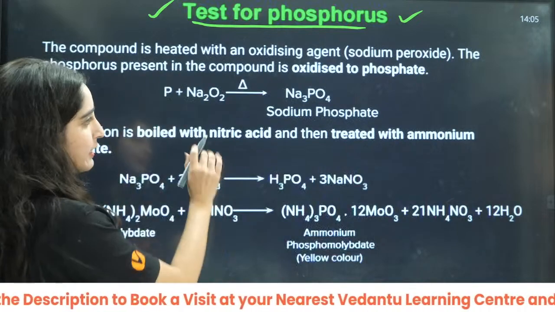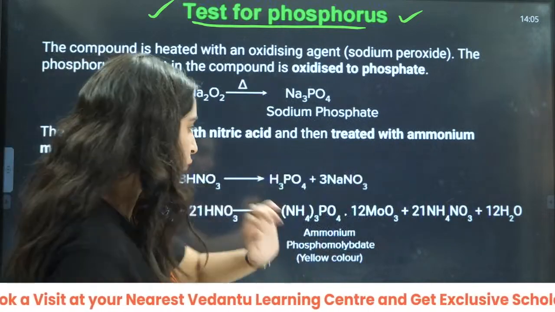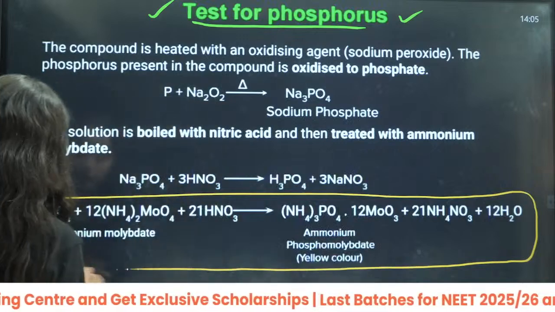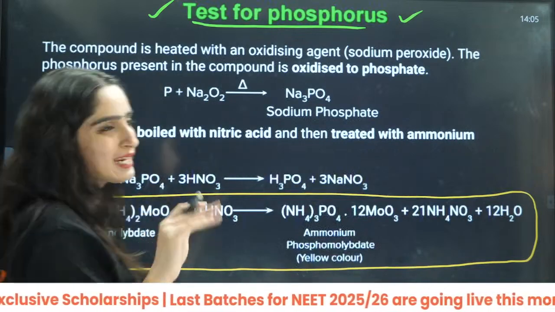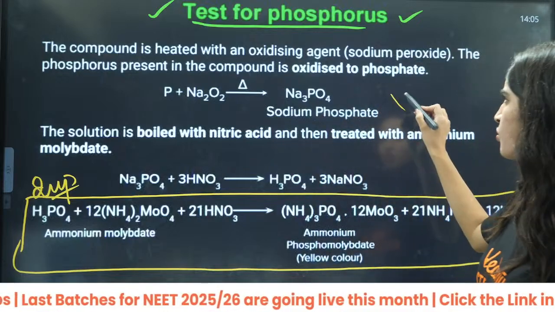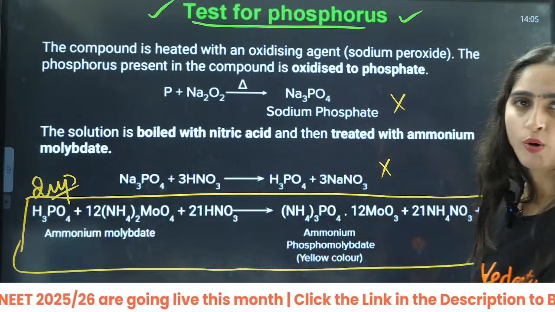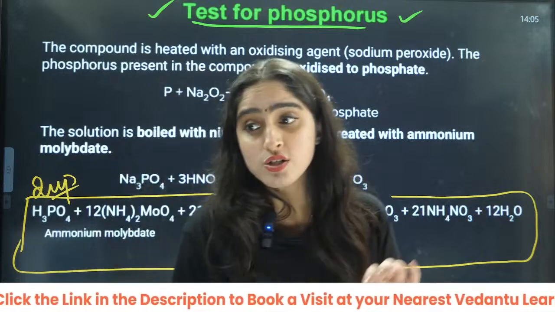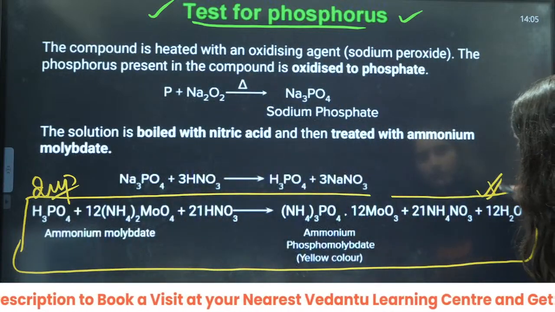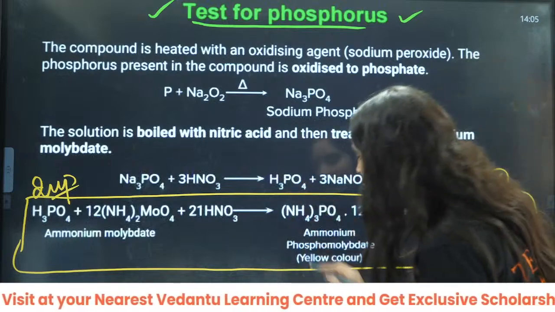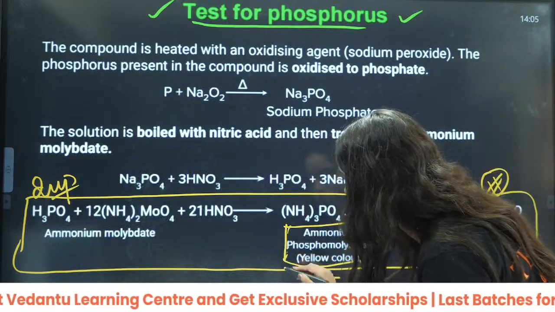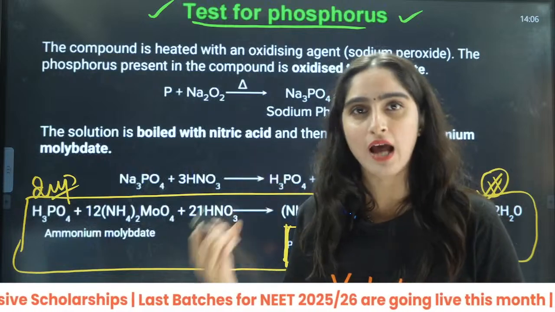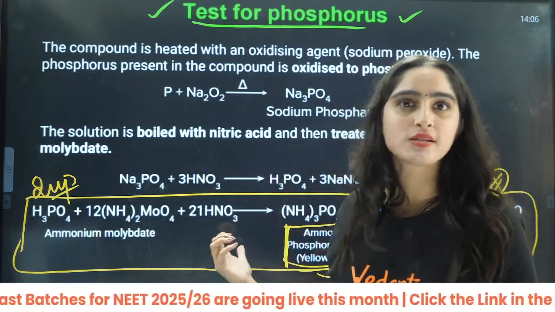The compound is heated. Now I know there are so many reactions here, but what you have to remember is this last reaction. This last reaction is very important for you. If you don't want to learn any of the other reactions, it's okay, but this one is important. If you can learn all the reactions, that is perfect. But if you want to choose one reaction that is a must to remember, then it is this particular reaction, and especially you should know which compound is formed.